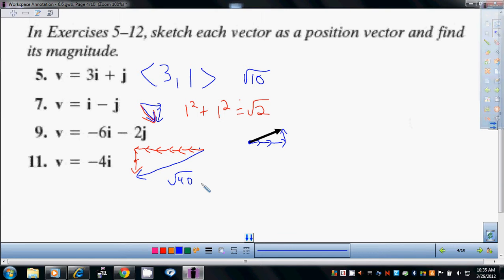Straight line, and the magnitude would just be 4. There's only just one number, it's just going to be that number for the magnitude. 4 units. It is indeed. Questions about anything from that page? Magnitude is always positive.